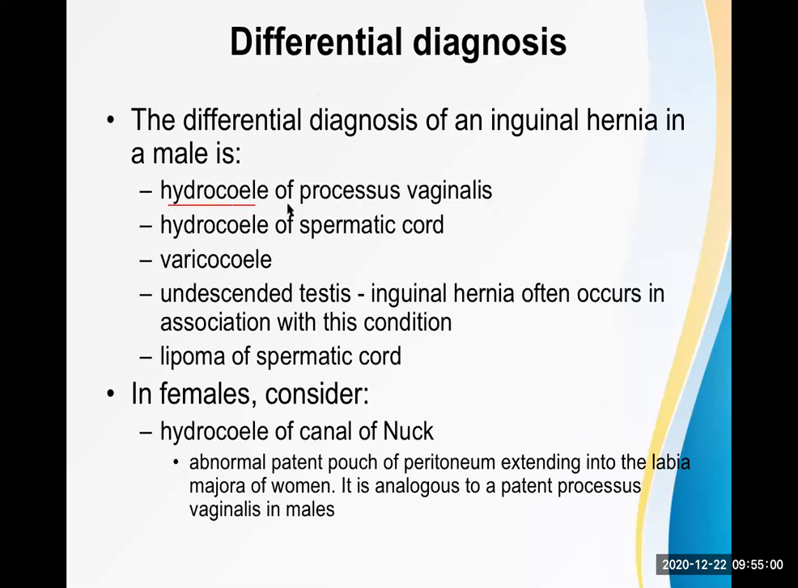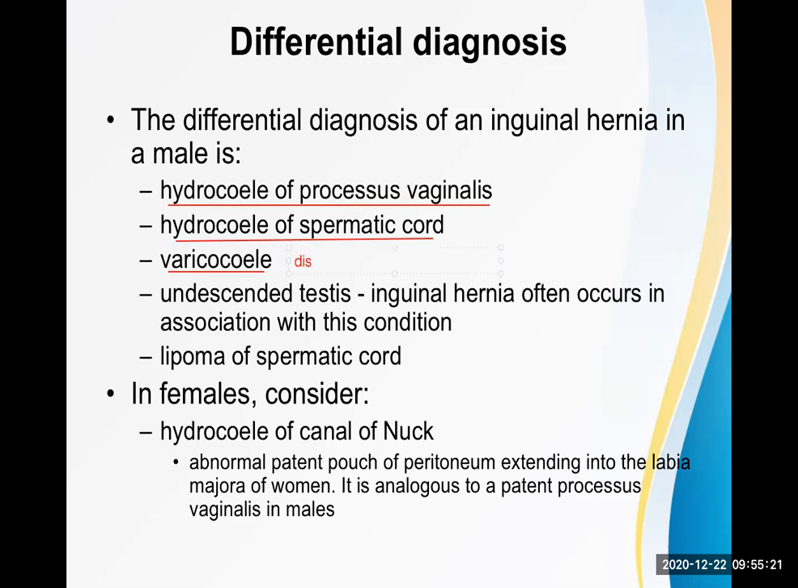See there? And we all know what is processus vaginalis, isn't it? It's a piece of peritoneum, okay, which is coming downwards from the abdominal cavity. Hydrocele of spermatic cord. Varicocele. Now this varicocele is the distension of pampiniform venous plexus.